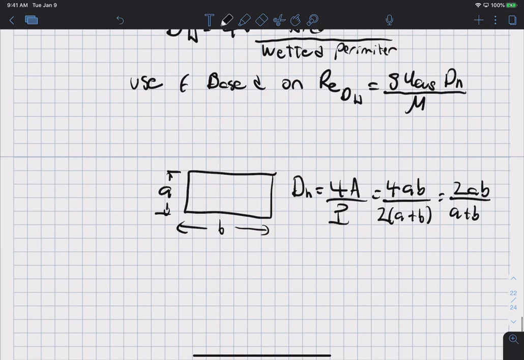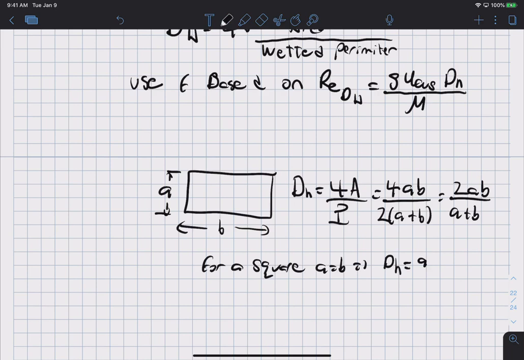Okay, and so if A is equal to B, if you have a square, then A equals B implies that D_H, if you stuff A equal to B into this expression here, is just equal to A.